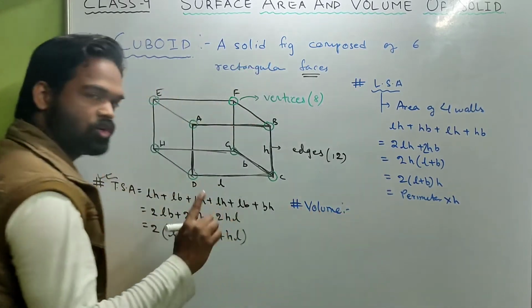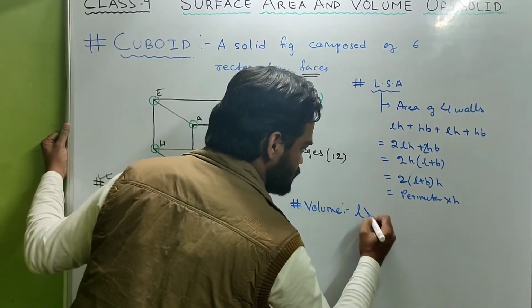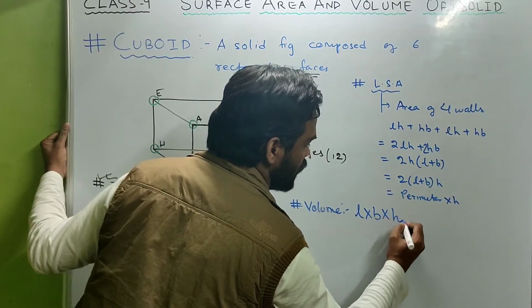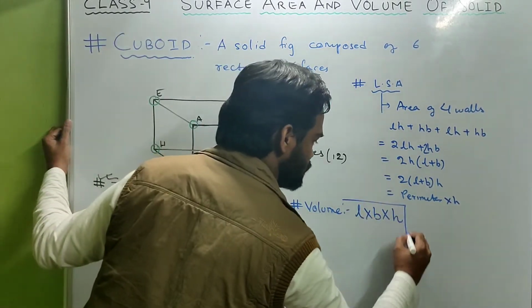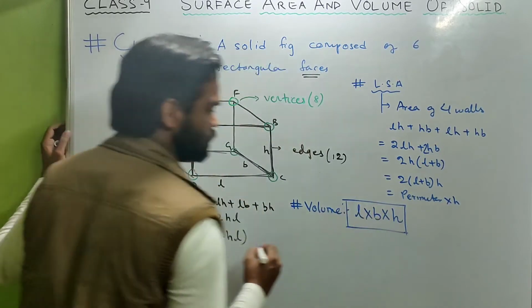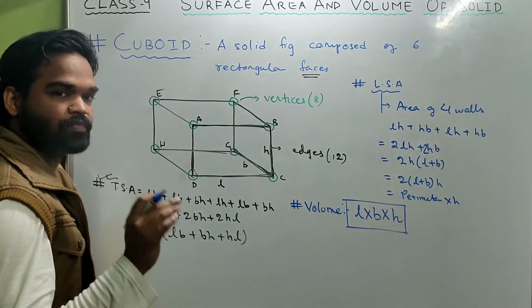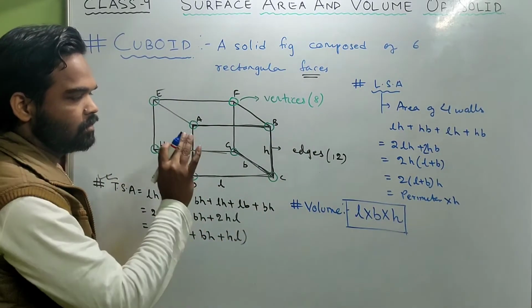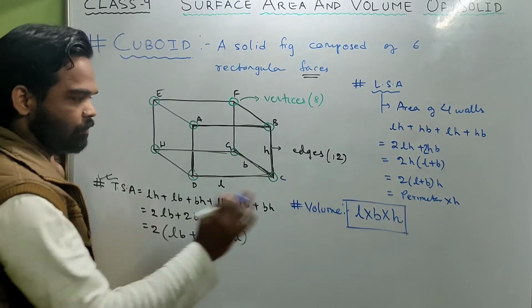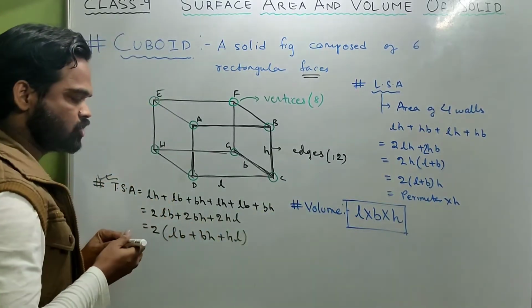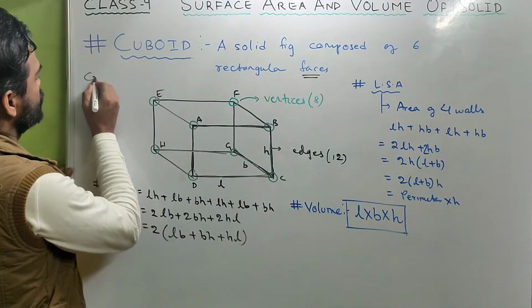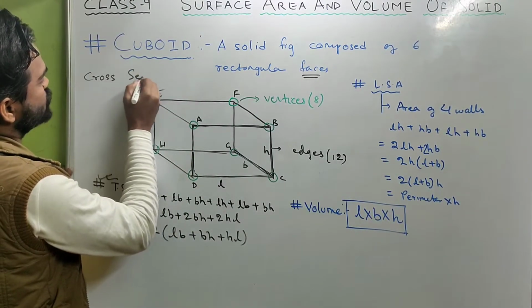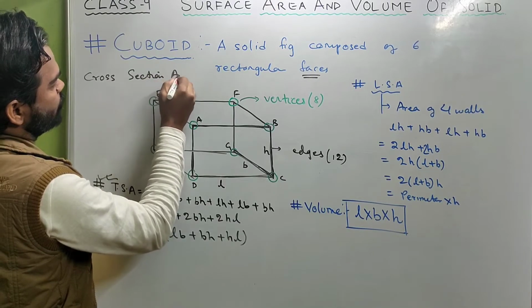Now let us see how you get the volume. The volume of a cuboid is given by length into breadth into height. And the most important question, how do we get this? Volume is the amount of space occupied by a solid figure. Now, before we derive this, we need to know what you mean by cross section. Cross section area.